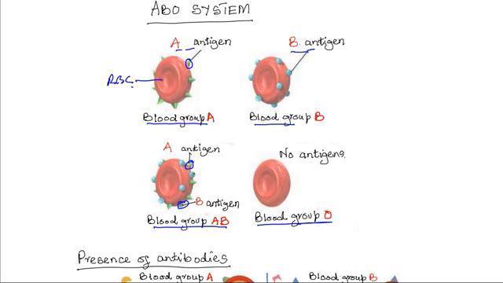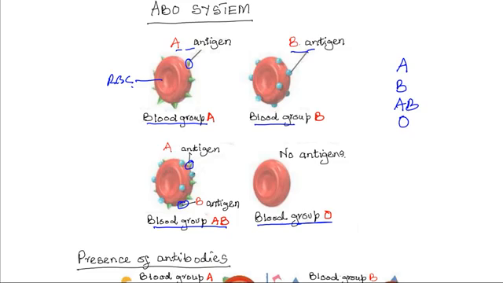So basically there are four blood groups under the ABO system. Blood group A that has antigen A, blood group B with antigen B, blood group AB that has both antigens A and B, and blood group O that has neither A antigen nor B antigen.